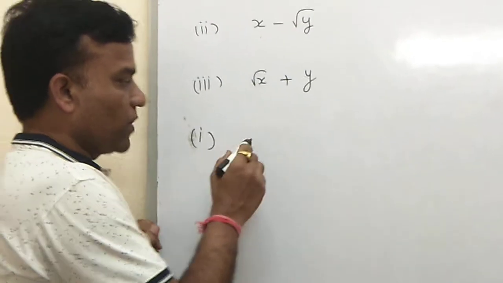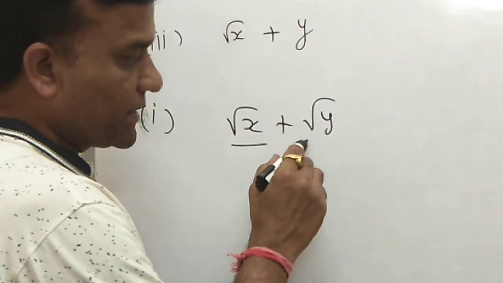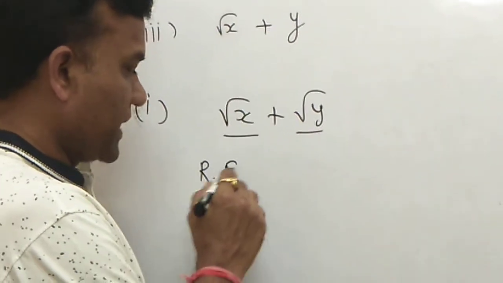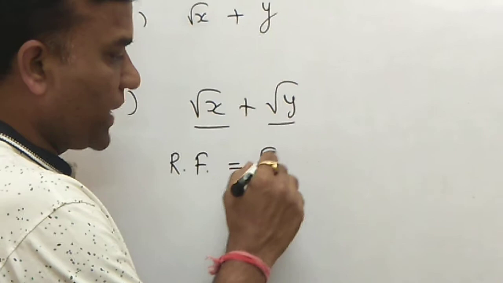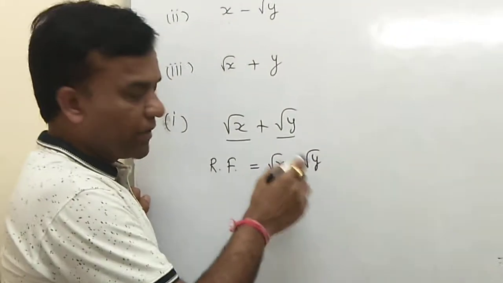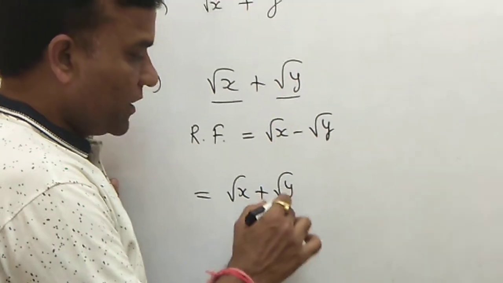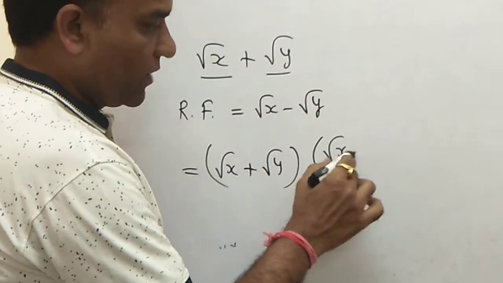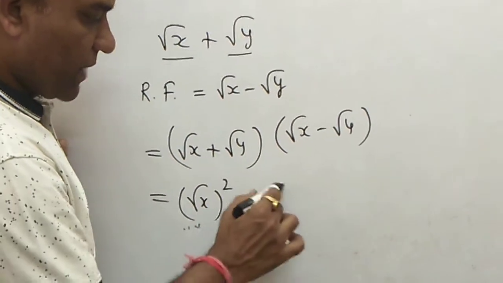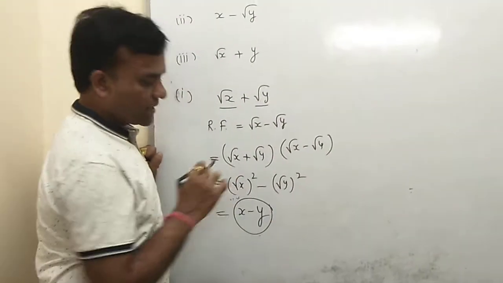First we illustrate: you have root x plus root y. Both numbers are irrational, root x and root y both are irrationals, and the rationalizing factor is root x minus root y, because a plus sign is given here, so you use minus, its conjugate form. Now you simplify: root x plus root y, with the rationalizing factor root x minus root y, gives the square of root x minus the square of root y. You get the value x minus y. So now this number is completely converted into a rational number.